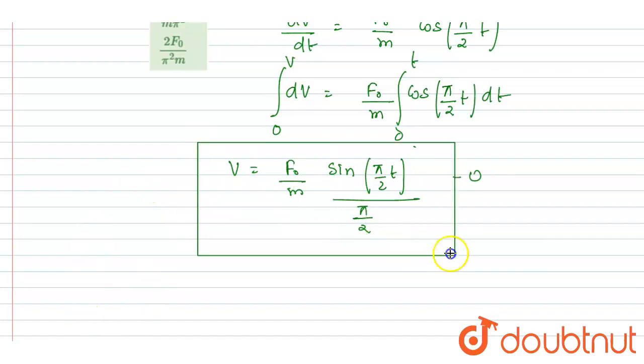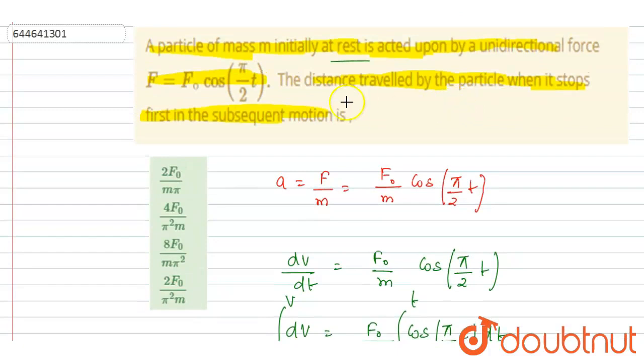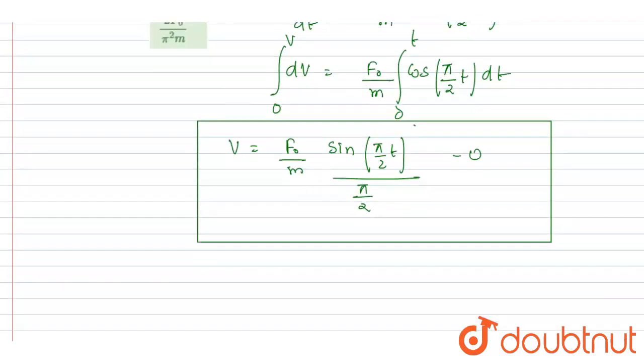And we want the displacement. We want the distance traveled when it stops for the first time in the consecutive motion. When it stops for the first time, it means that in between, the velocity will not be 0. If the velocity is not 0 in between the motion, then distance traveled and displacement will be the same, right? Since the direction of the motion is not changing. To change the direction of the motion, the velocity should be 0 at least in between the motion. So it will be equal to v, that is, it will be 2 by pi.